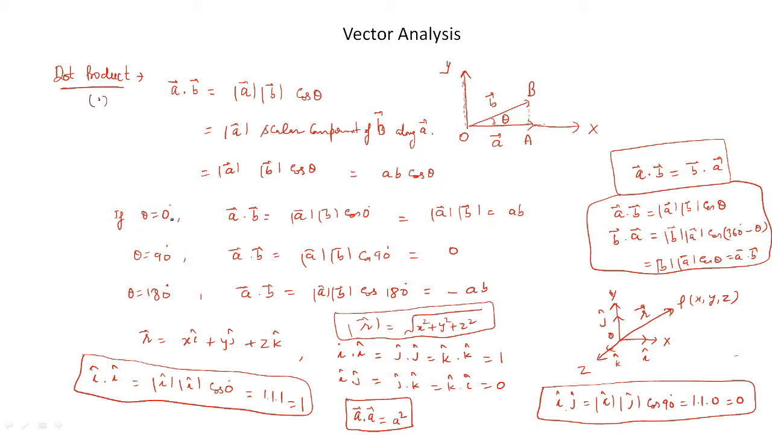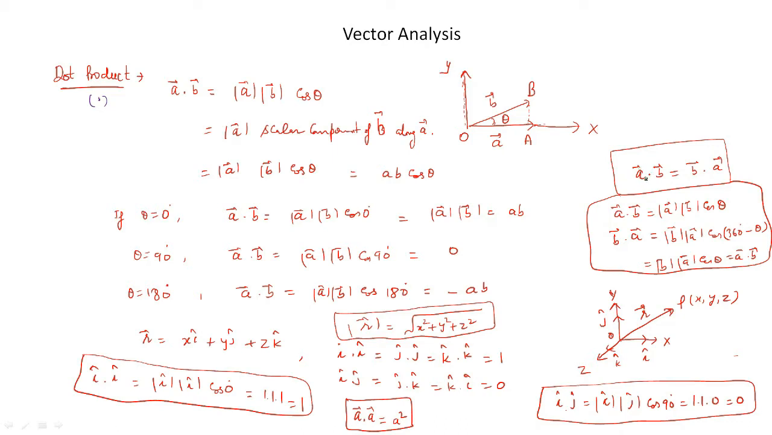If theta is 0, then A dot B will be equal to AB because cos 0 is equal to 1. If theta is 90, then A dot B will be equal to 0 because cos 90 is 0. If theta is 180 degrees, then A dot B will be equal to minus AB because cos 180 is equal to cos of 90 plus 90, which is minus sin 90, and it will be equal to minus 1. It will give you minus AB.